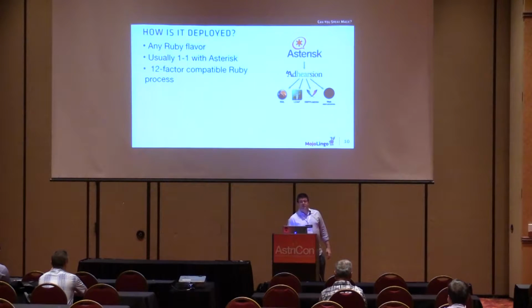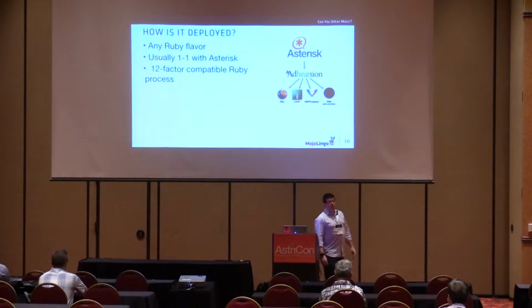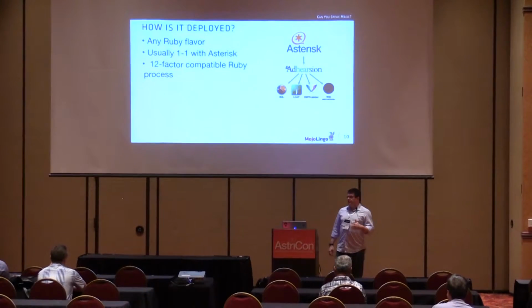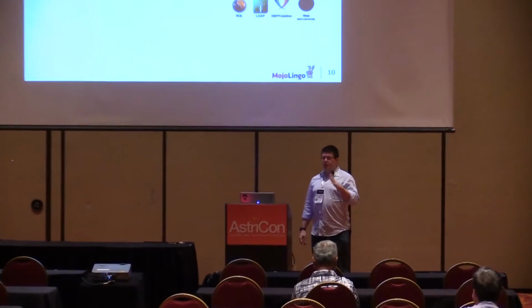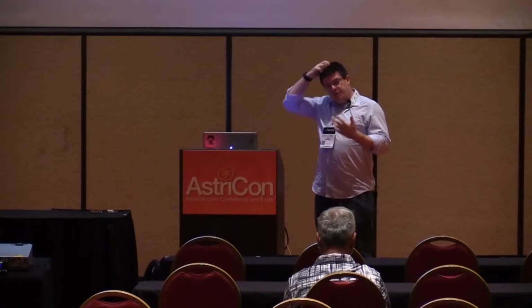You usually deploy it on any Ruby flavor that's at least 1.9, but again, people are usually at least on 1.9. It's usually deployed one-to-one with Asterisk, so we have one Asterisk server and one Adhearsion process. That can be done differently. There are situations where we load balance or put together two servers differently, but it's usually one-to-one. And it's a 12-factor compatible Ruby process, which means you can run an Adhearsion app on Heroku, on the multitude of private and public clouds that are available.